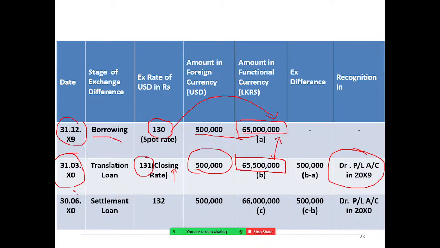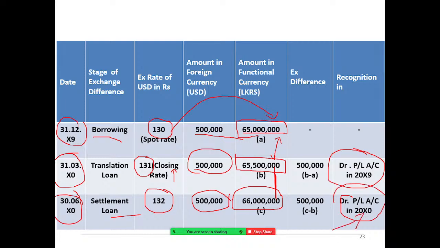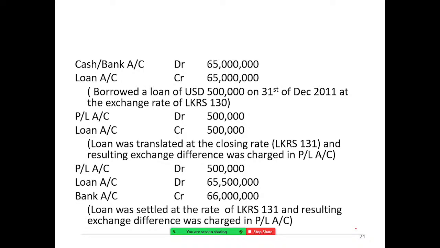At the settlement date, that's the next year, the exchange rate was 132. So the settlement was 500,000 dollars, and the value of the settlement in the functional currency is 66 million. Therefore, again the loss between these two, B and C, equals 500,000. It also will be considered as a loss in the period 2020.